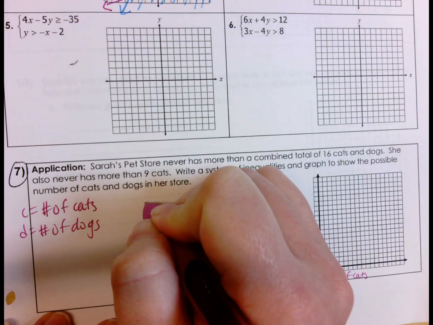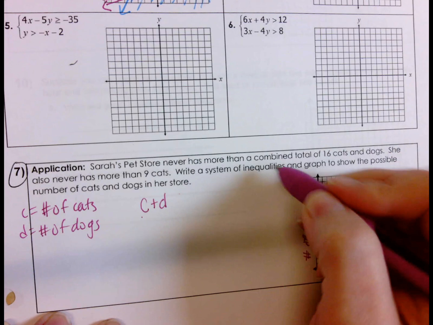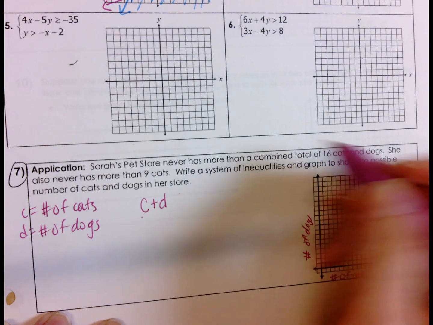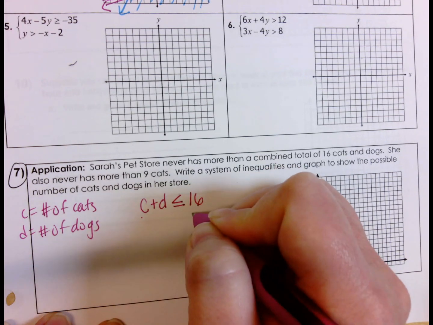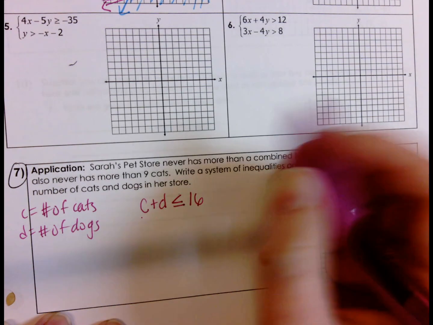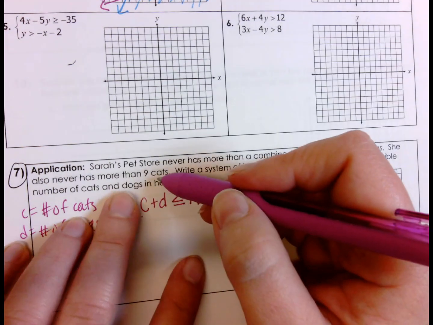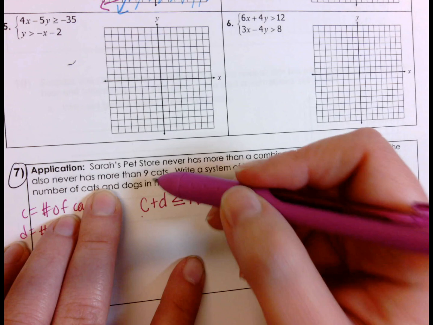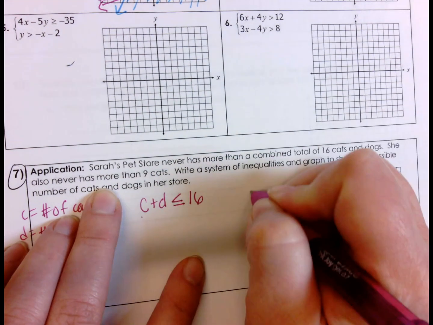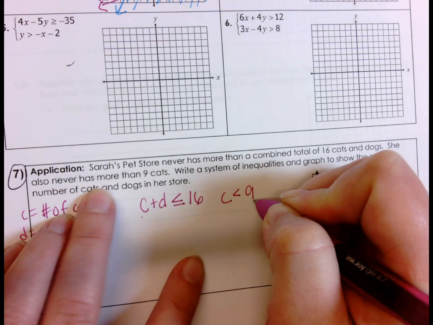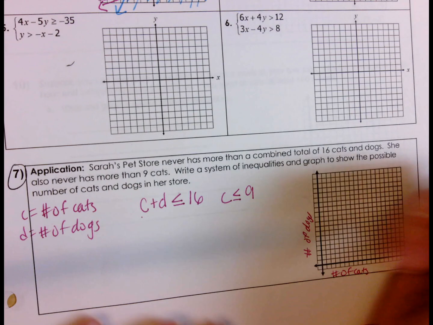First off, if we add them together, the cats and dogs can never be more than a combined total of 16. So it could be equal to 16, but it has to be less than. So cats plus dogs has to be less than or equal to 16. That's one line. The second inequality is that the number of cats has to be less than or equal to 9. She never has more than 9 cats. She could have 9, but it can't be more than that. These are the two things we're going to do.